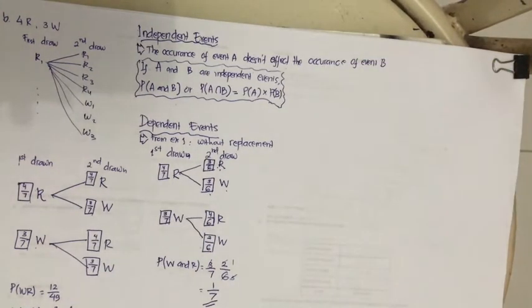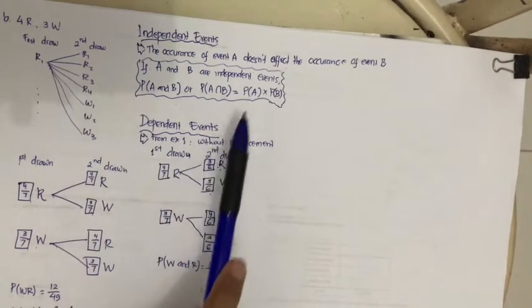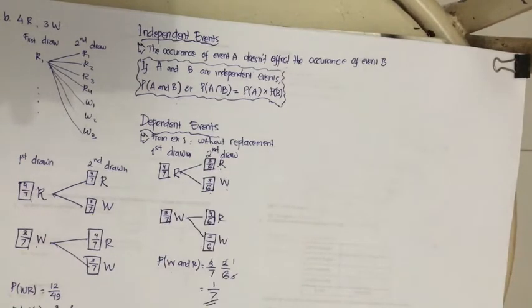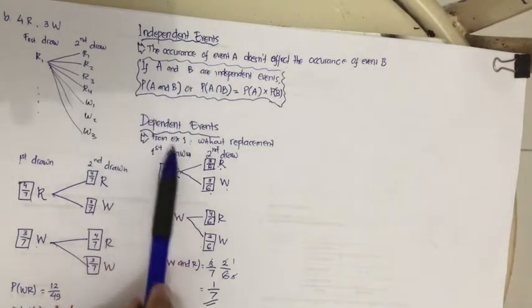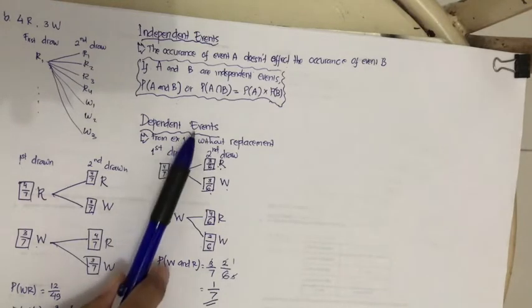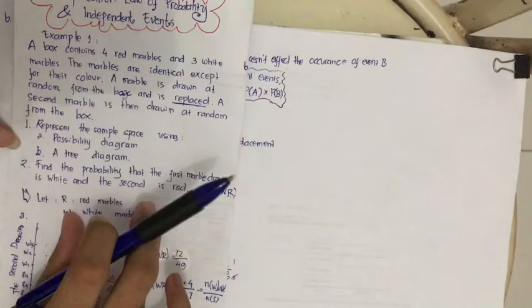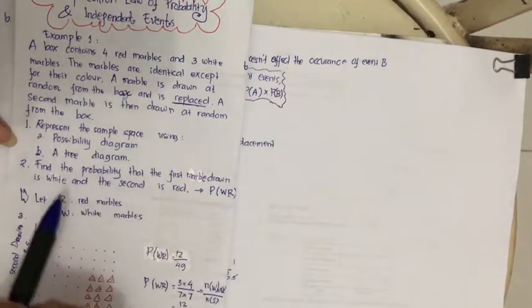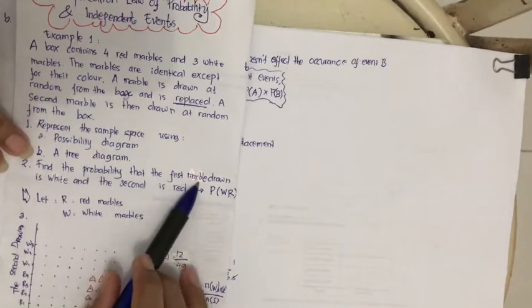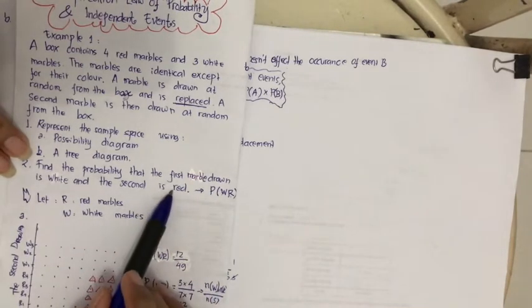So the conclusion is, if we have independent events, we can just use this formula directly. Remember that if the experiment is with replacement, we will have independent events, and if it is without replacement, we usually have dependent events. So now for independent events, let's try to do it without drawing the tree diagram. Find the probability that the first marble drawn is white and the second is red.